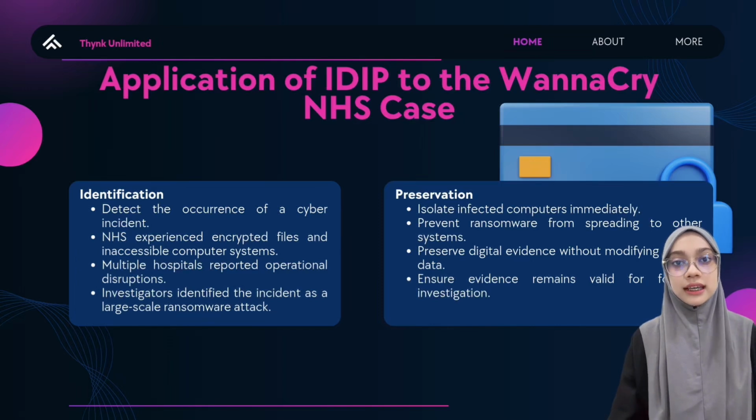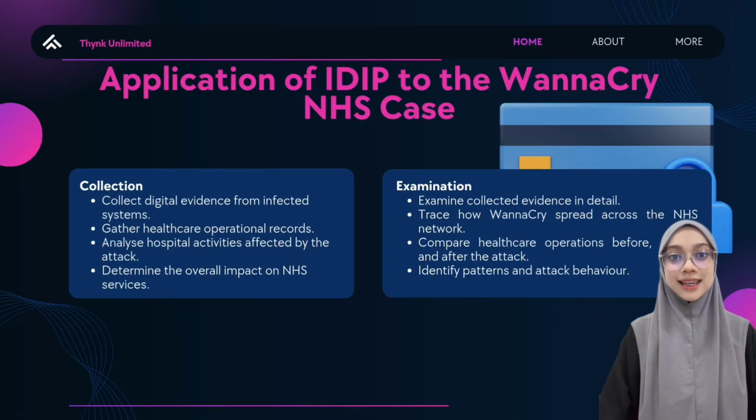After the attack was identified, investigators proceeded to the preservation phase. During this phase, infected computers were isolated from the network to prevent the ransomware from spreading further. At the same time, digital evidence such as encrypted files and system logs was preserved without making any changes, ensuring that the evidence remained accurate and suitable for forensic analysis. The next phases are collection and examination.